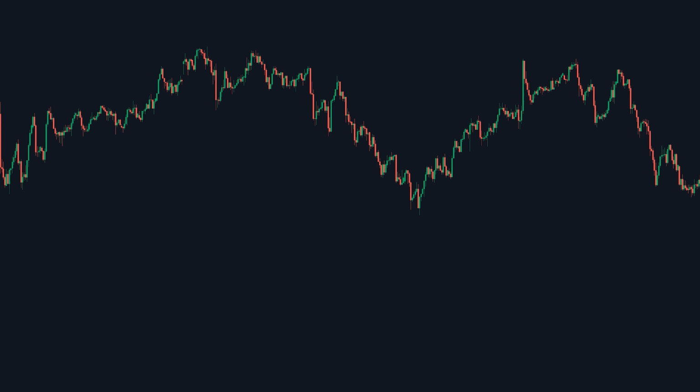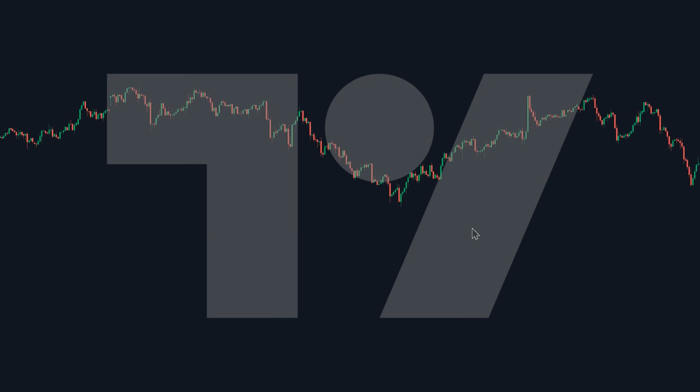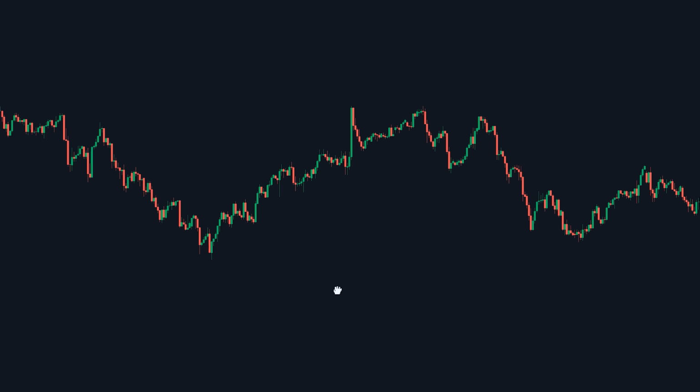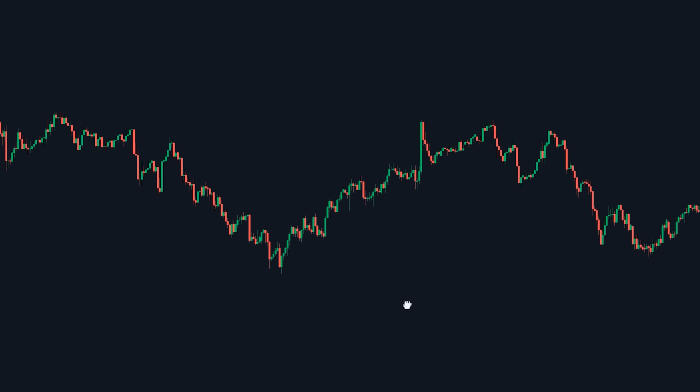Let's get to it. Now, to get this indicator up on your screen, you'll first want to head over to TradingView, which is the platform I'm using here. If you don't have an account, no worries. I've got a link down in the video description to help you sign up.